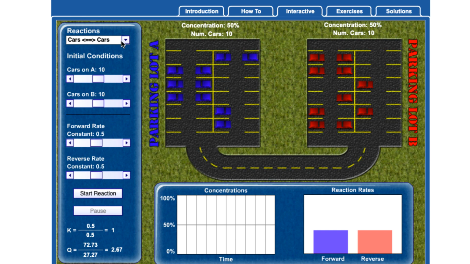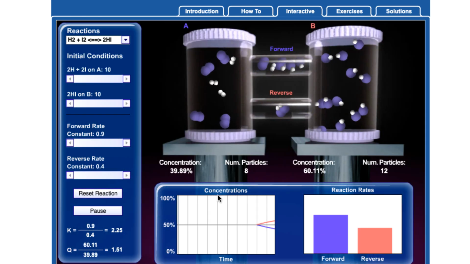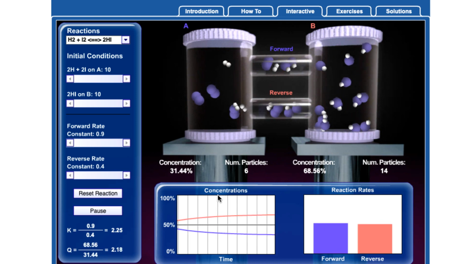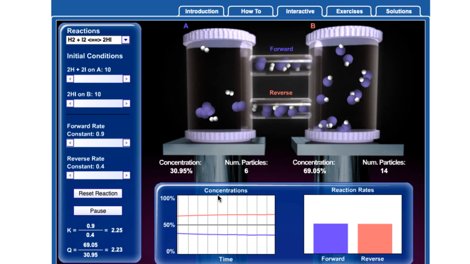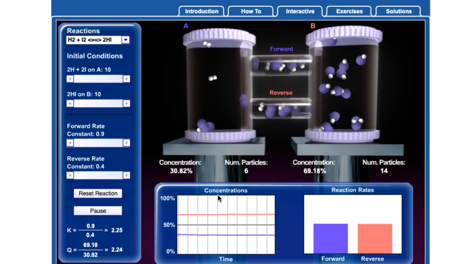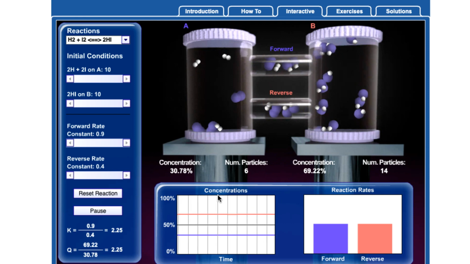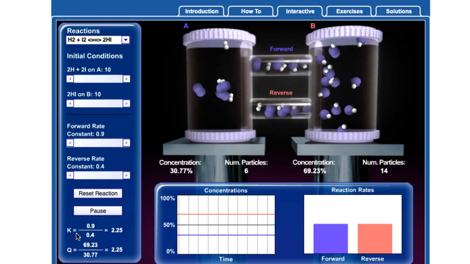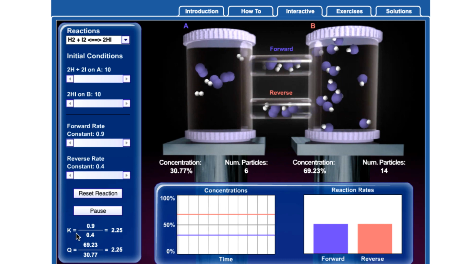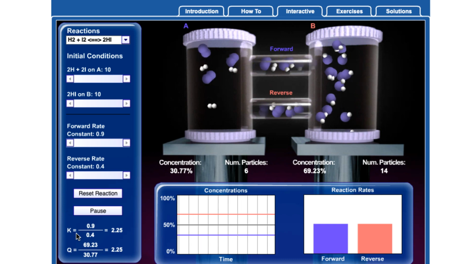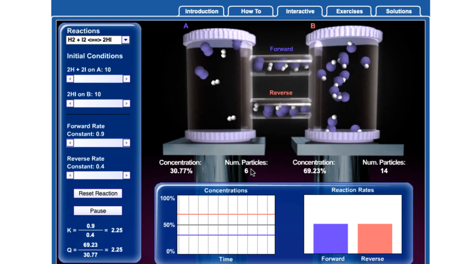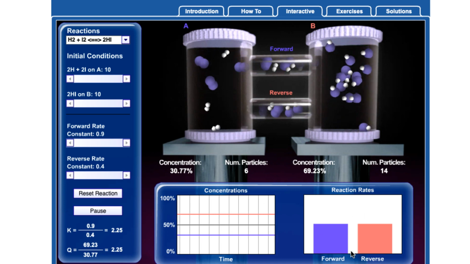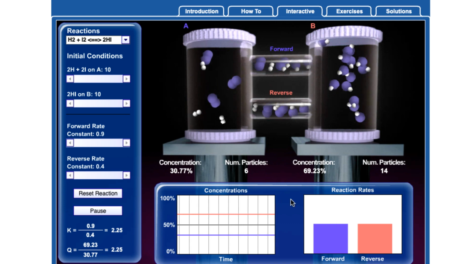So let's look at an actual chemical reaction. We see some of the reactants from A turning into products in B, and we see some of the products in B turning into reactants in A. We reach an equilibrium state where, if you notice down here, Q is equal to K. So when Q is equal to K, we say we're at equilibrium. The number of particles on the reactant side and the product side remain the same, and the rates of reaction, forward and reverse, are the same.